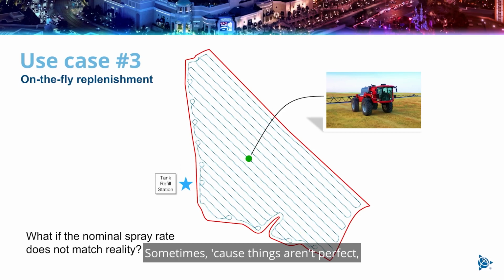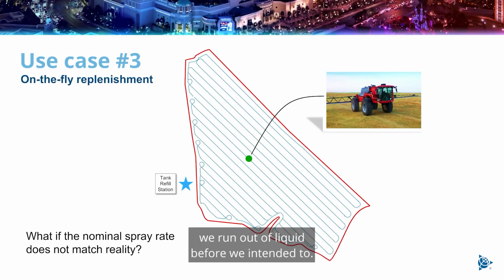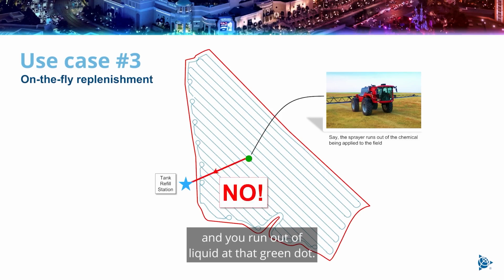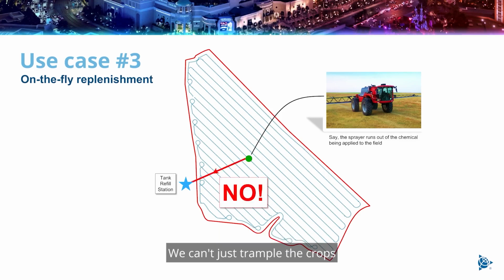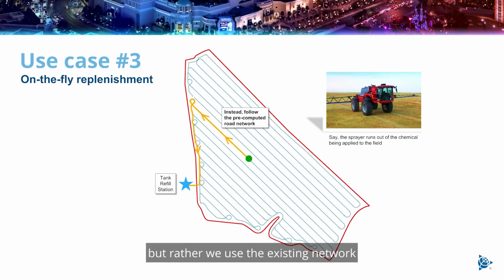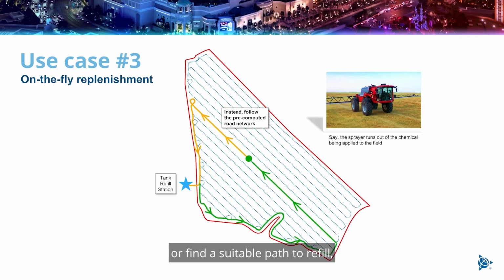Sometimes, because things aren't perfect, we run out of liquid before we intended to. Let's say you're halfway through a row and you run out of liquid at that green dot. We can't just trample the crops and go to the refill station, but rather we use the existing network of roads to find a suitable path to refill, and then back again.